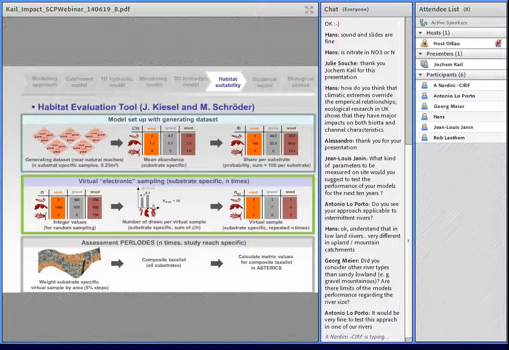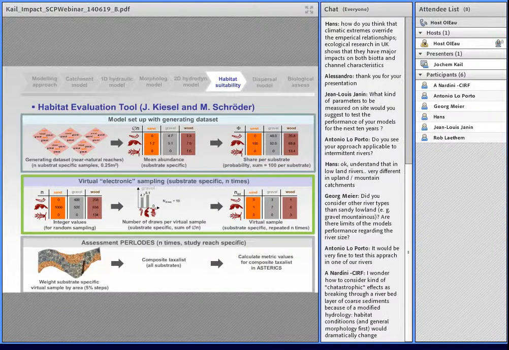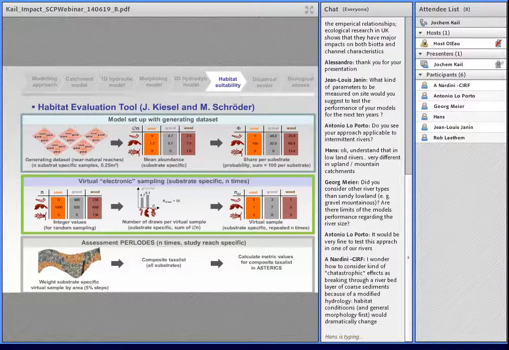That also answered George Meyer's question there as well, but he also adds, are there limits on the model's performance regarding the river size? I didn't think about this yet. Of course, these are kind of mid-sized rivers because they are still available and you can take samples there. I don't think that in principle it can. I think in principle it can also be applied to large rivers. I can't think of a major problem there.